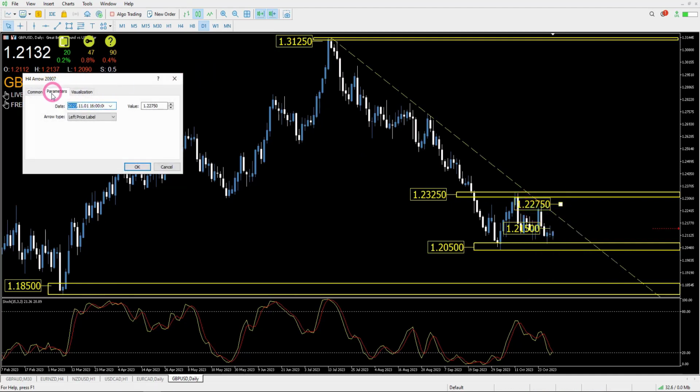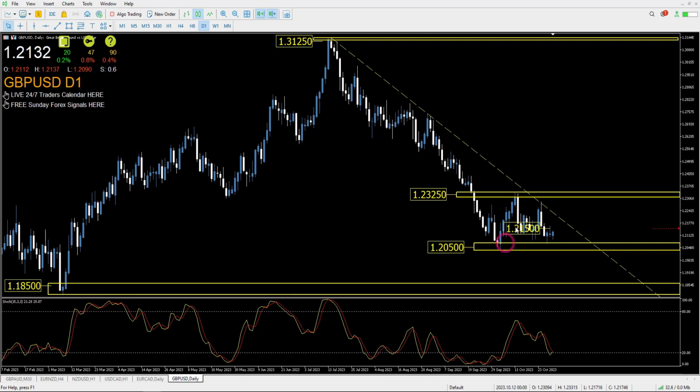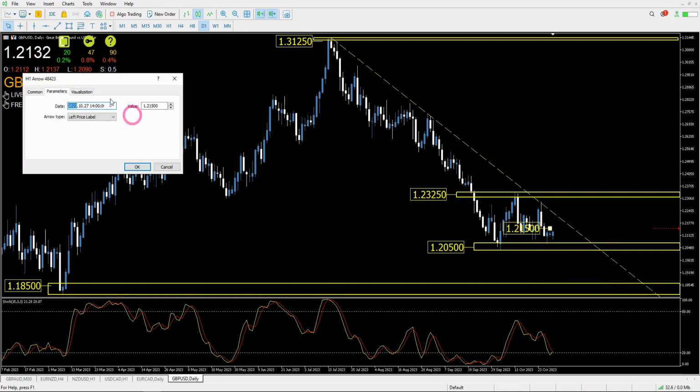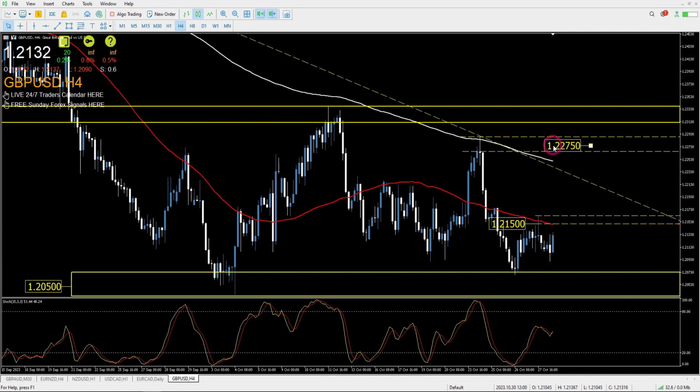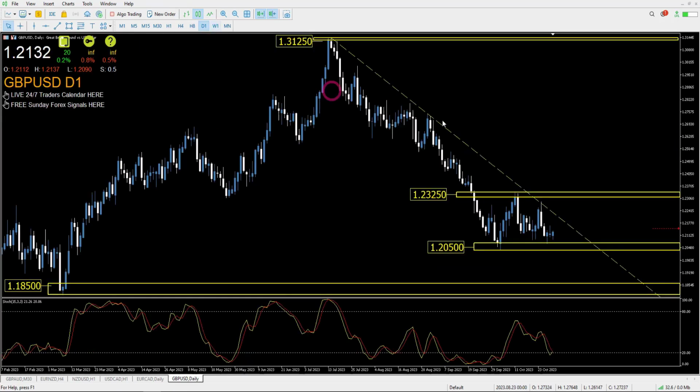Sorry, let me just change the properties on here so we don't get those popping up on this higher time frame. If you want to do that, just click properties, go into visualization, click all time frames, and then you can just knock it off there, and then you can go down to your lower time frames and see them appear again. So sorry, just a quick demo there in the middle of that.